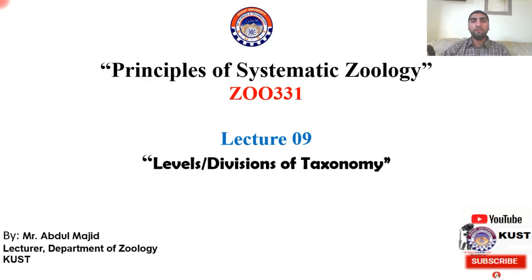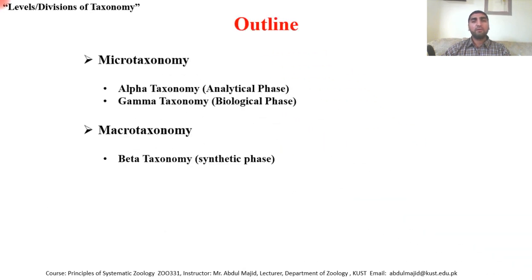In lecture number 9, we will talk about levels and divisions of taxonomy. Outlines. In today's lecture, we will talk about microtaxonomy, which has two phases or two parts. Number one, there is alpha taxonomy, which is also known as analytical phase. And the second is gamma taxonomy, which is also known as biological phase. And then we will talk about macro taxonomy, which has only one phase, that is beta taxonomy or synthetic phase.